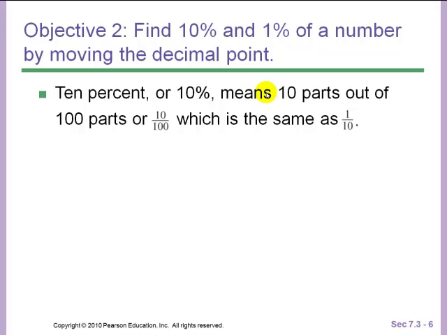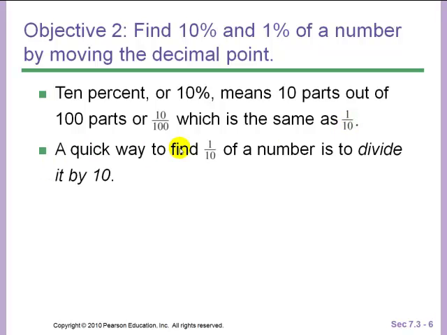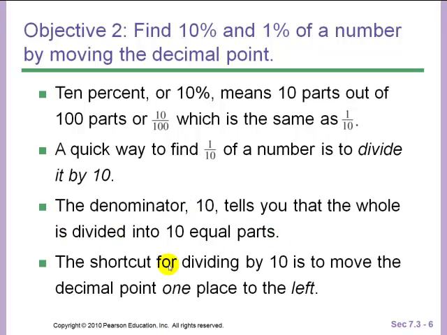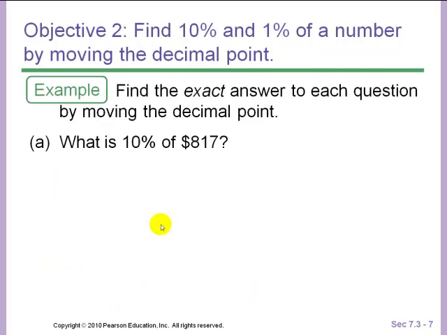10%, or 10 parts out of 100, is the same as 10 over 100. This simplifies to be 1/10. A quick way to find 1/10 of a number is simply divide by 10. That's because the denominator 10 tells you that the whole is divided into 10 equal parts. We have a shortcut for dividing by 10. When you divide by 10, you simply move the decimal point one place to the left. What that means is we can very quickly find 10% of a number simply by moving the decimal point one place to the left.